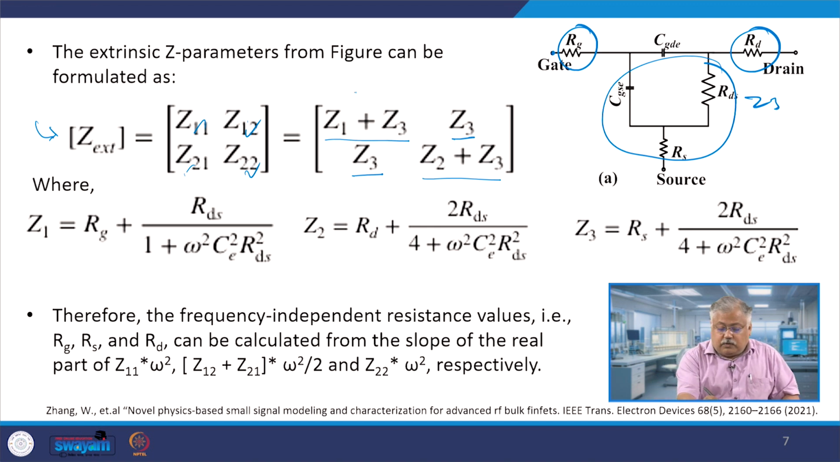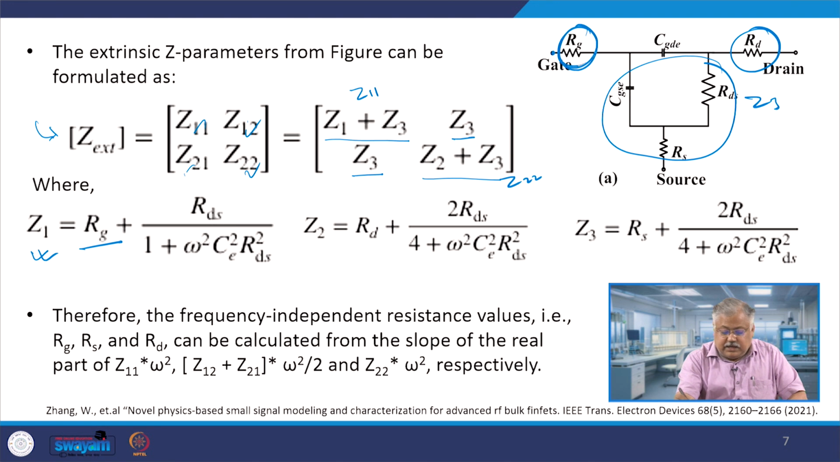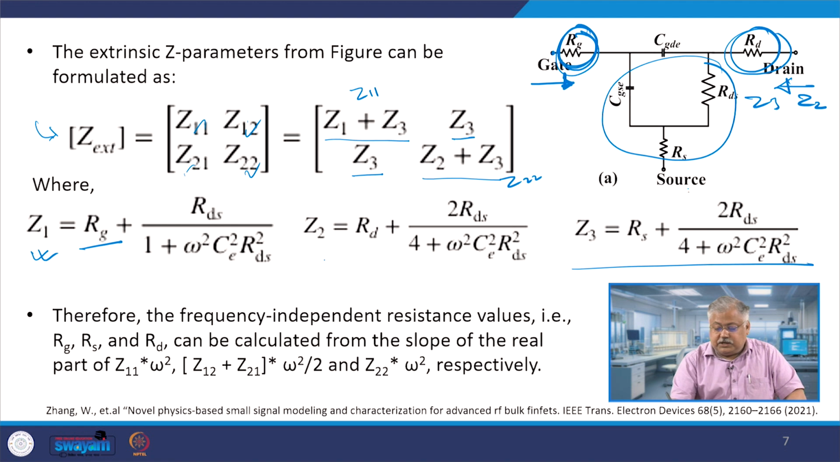So the quantities Z11 and Z22 do contain Z3 as the common element between the two, right. So if you look carefully, Z1 is given by this RG, which is in series, plus RDS divided by this quantity. So RDS is coming from here and Z2 is coming from RD. Looking from this side, the value of Z1 is known, looking from this side, the value of Z2 is known, and Z3 is given by the source resistance, right.